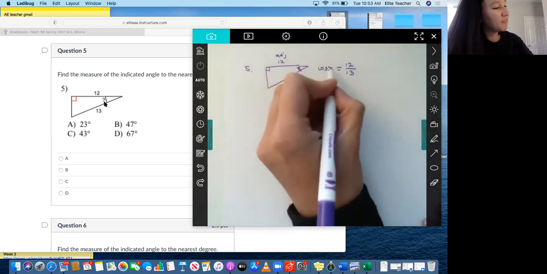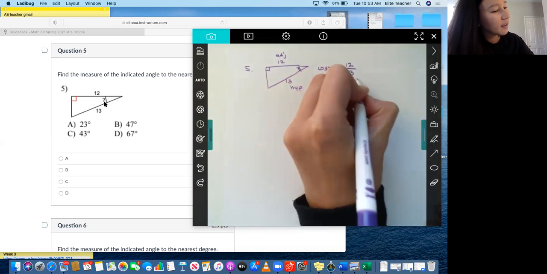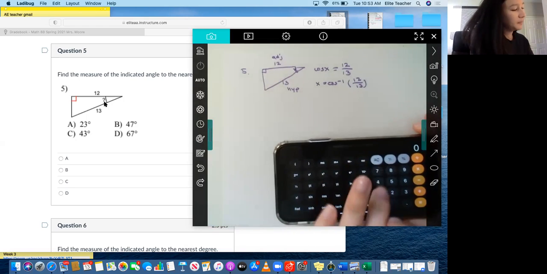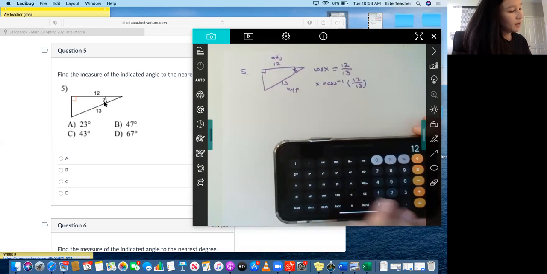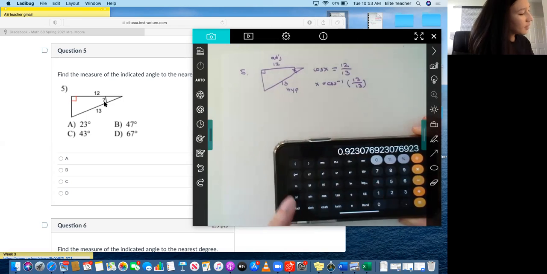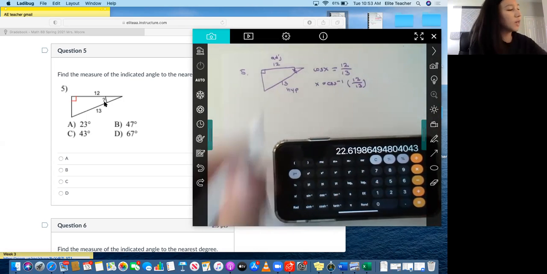Yep, and then to find x, we have to take the inverse of cosine. So we'll do it on our calculator. 12 divided by 13. And then we do the inverse cosine, which is 22.6, which rounds to 23.